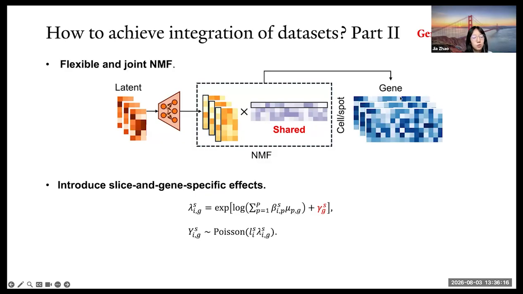So we need to add the unwanted source of variation back into the NMF so that we can approximate the raw data. Here we introduce the section and gene specific effect back into this noisy source, back into the clean NMF, so that it guides the training to be well learned.